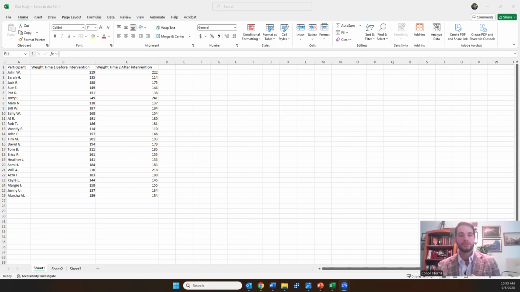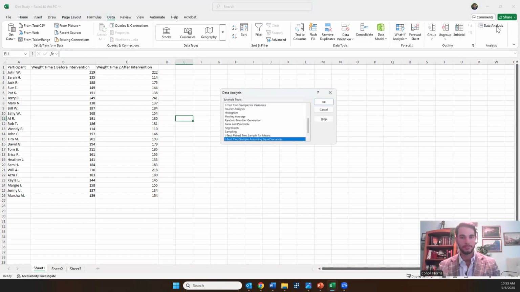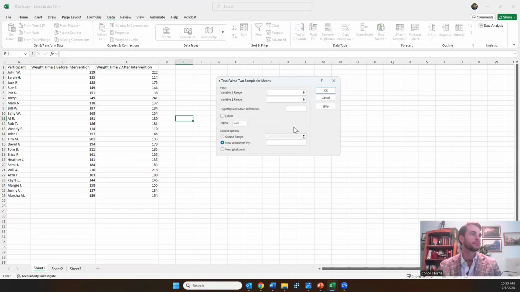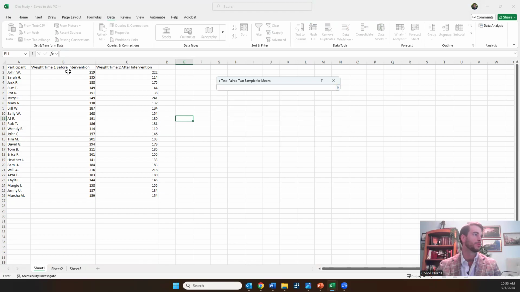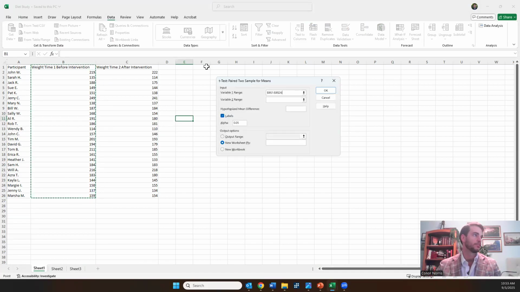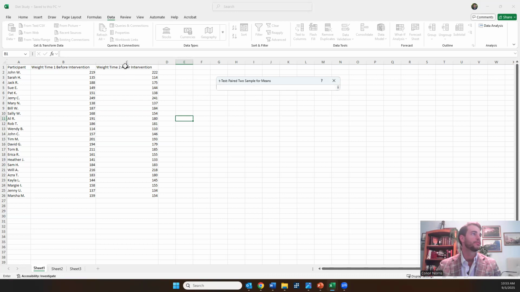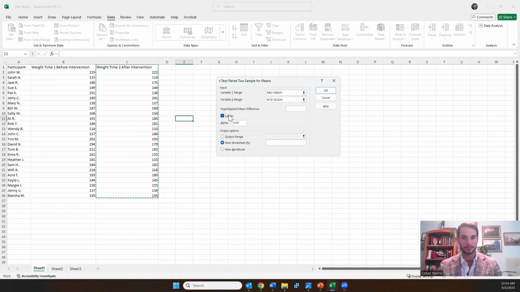Now, we're going to do this analysis. Let's go to the data and data analysis tab again, and select the t-test paired for two sample means. Unlike last time, we have some labels we can use since the data is in separate columns, so we can check that. The variable one range will be the weight before intervention, including the label. For variable two, the weight after intervention, again including the label because we checked the label box.